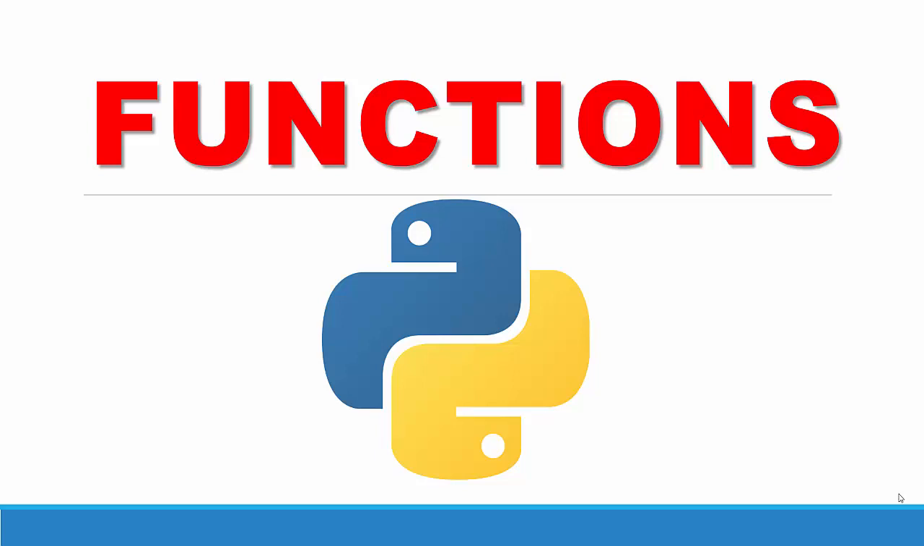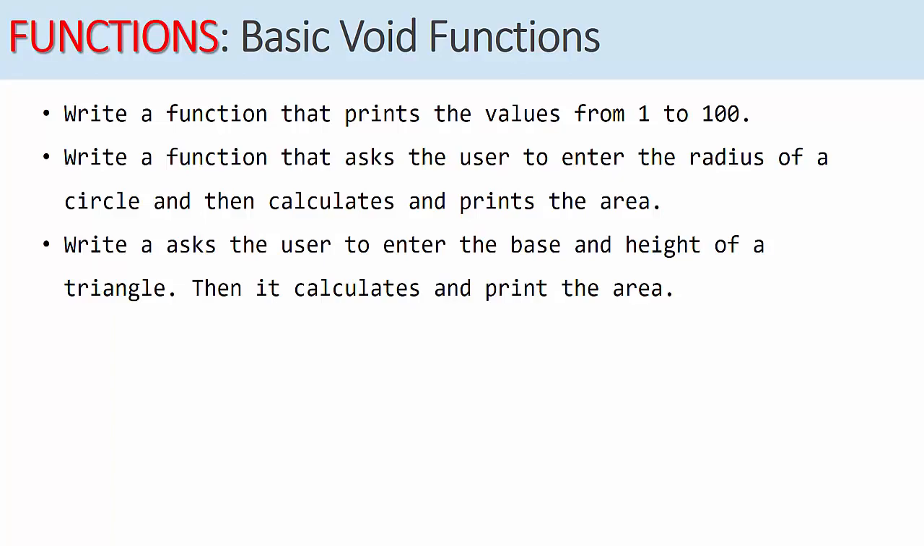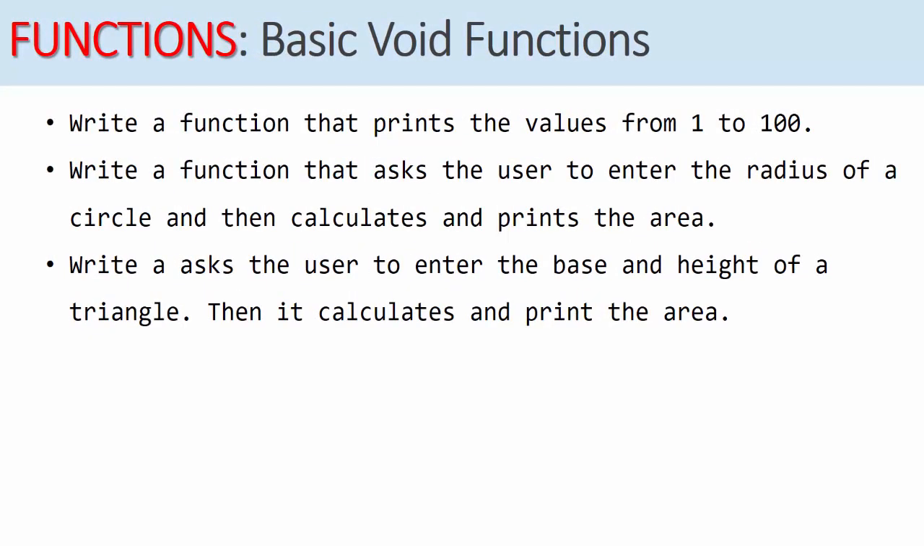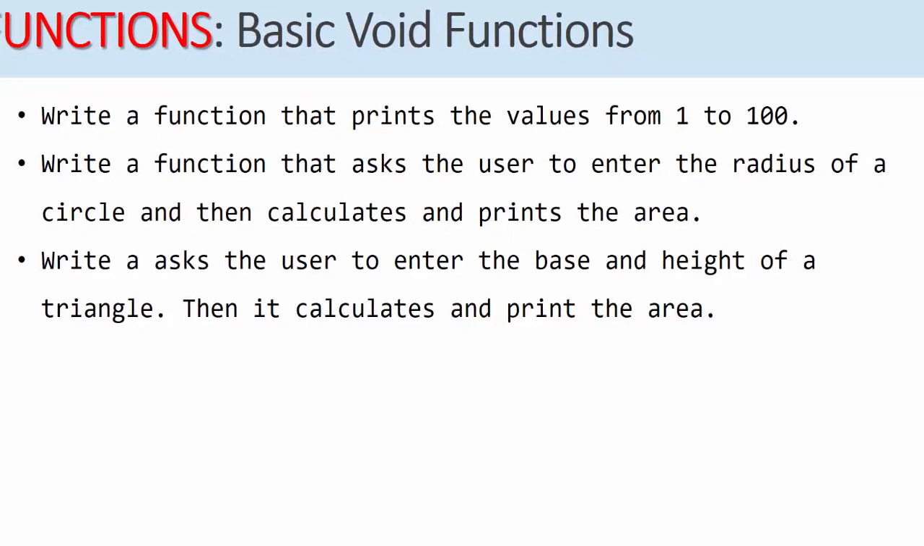Let's start with the simplest functions first. We will write a few functions here. All are void. First one, write a function that prints the values from 1 to 100. This function receives no parameters and returns nothing. It just accomplishes a task which is printing values from 1 to 100.